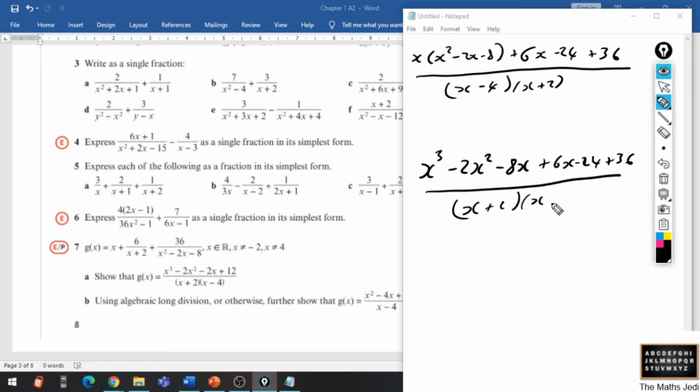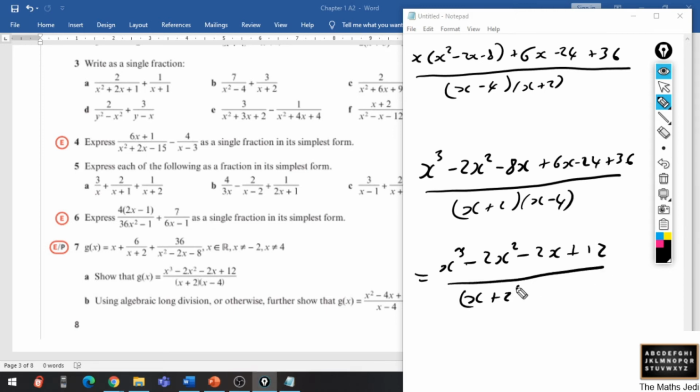I'm just going to write the linear factors the other way around because that's what the question requires. And you can see very quickly we get to the form that the question demands. So the first part is done.